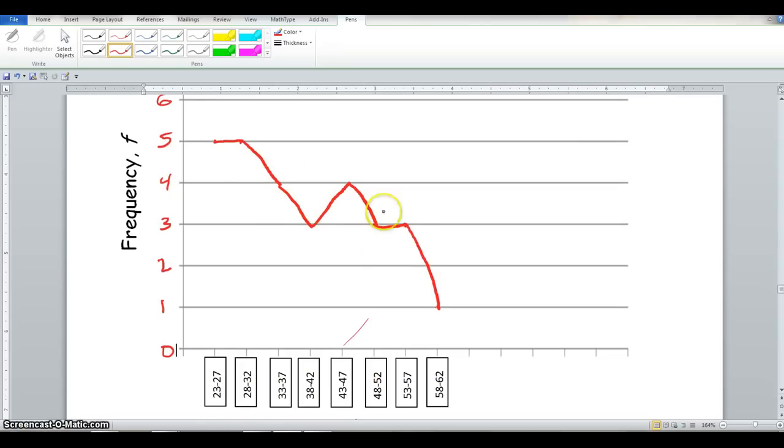Okay, class, on the line graph there was a slight little error. When we got to class 53 to 57, it should be 3. So I need you to go back and change this. So it should be 5, 5, 4, 3, 4, 3, 3, and then 1. The 53 to 57 should not be 2. So I need you to go back and erase and change that.